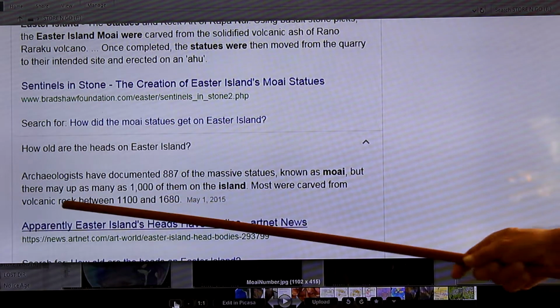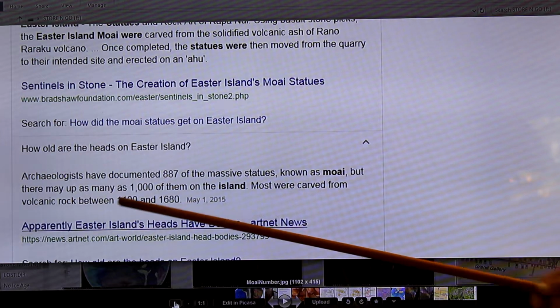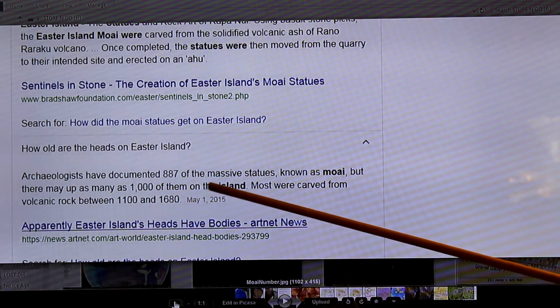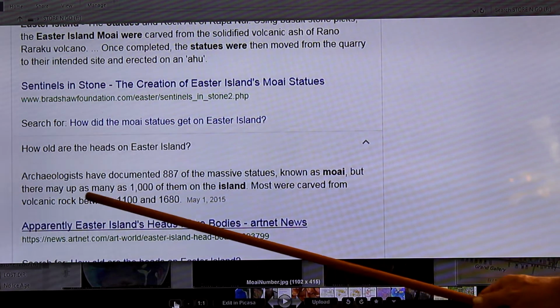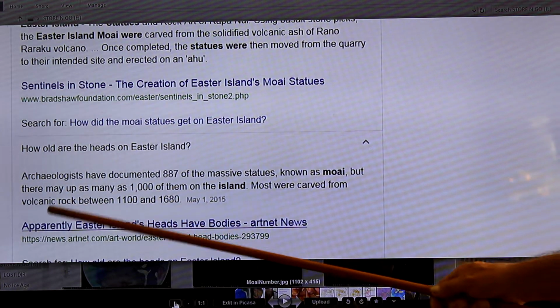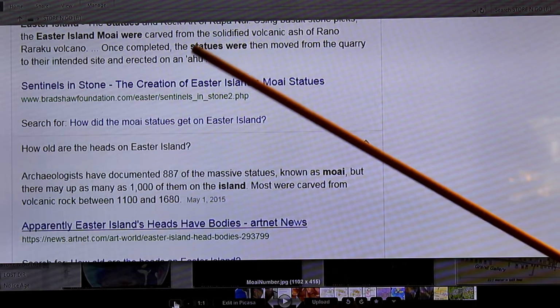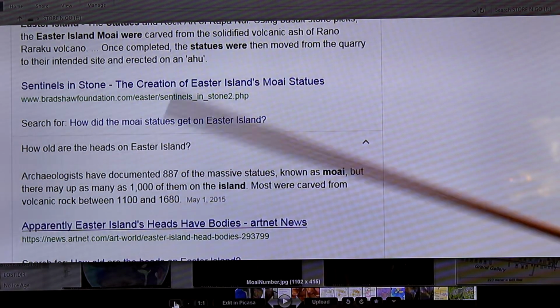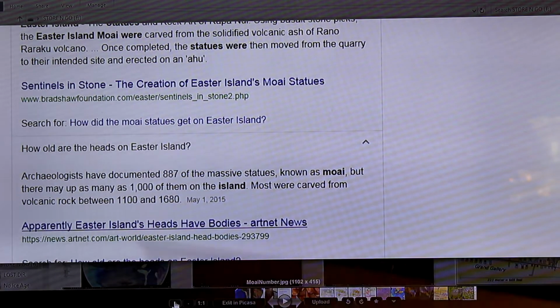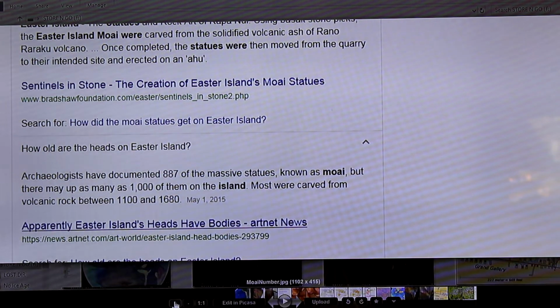It says here, I'll read you what it says, just in case it's not real clear. Archaeologists have documented 887 of the massive statues known as Maui. Then it says, but there are up as many as 1,000. There may be. So I'll go with the archaeologist at 887, and I believe there's one still on the bedrock. So that's 888. Now, do you know what 888 divided by 12 is?